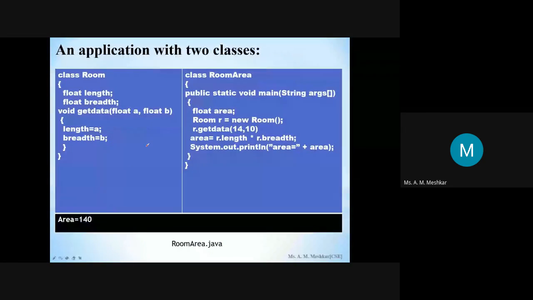We have learned one more program where we have used two classes in the same Java program. As you can see, the name of such Java program will be same as that of the class name which contains the main method. So here, room area.java program, which calculates the area of a room by having one class which will declare those two variables and initialize their value. And the class with main method will create the object from that class and then calculate the area by applying formula.